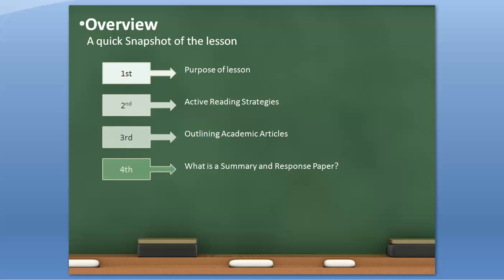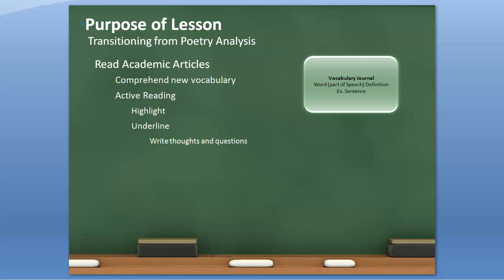Okay, so let's begin. The purpose of this lesson is different from what we've been doing. So far we've studied how to analyze a poem. However, we're going to move into a form of academic writing called summary and response. And in order to do that, we're going to study a new piece of content, which is called cultural anthropology. In particular, we're going to look at an academic writing called the anthropological view of religion. So that's what we're going to be focusing on.